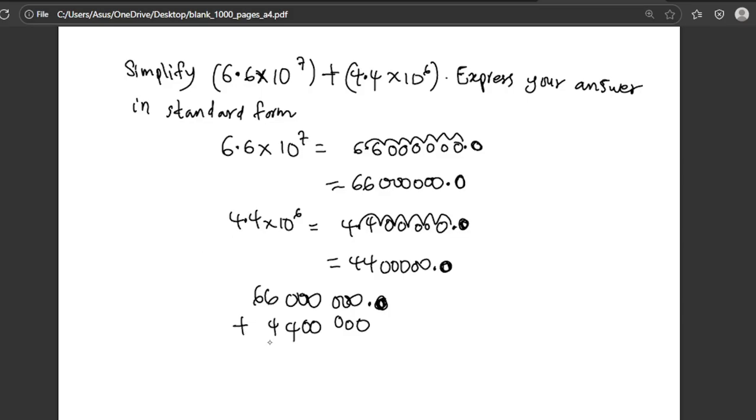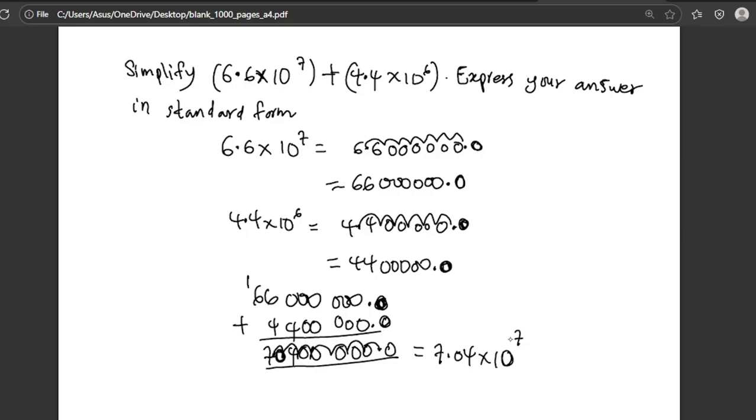So we add: the zeros, then 4 plus 6 is 10, carry the 1, and 6 plus 1 is 7. That gives 70,400,000. Now convert back to standard form. Shift the decimal point to the left 7 times, and that's 7.04 times 10 to the power 7.